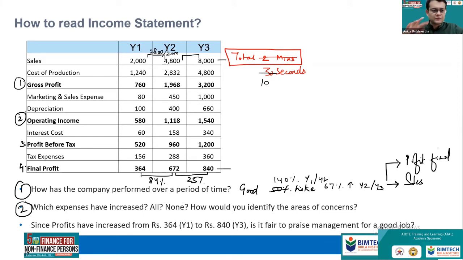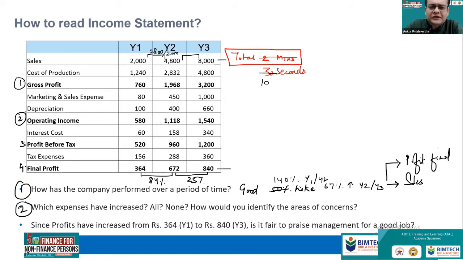Point number 1 is more like a snapshot, that you get a scan of the data and then it just goes off. What are the 2 things that you should not miss? The sales and the profit. Okay, so these are the 2 most important parameters, people. Now I think, sir, cost of production is also a concern.